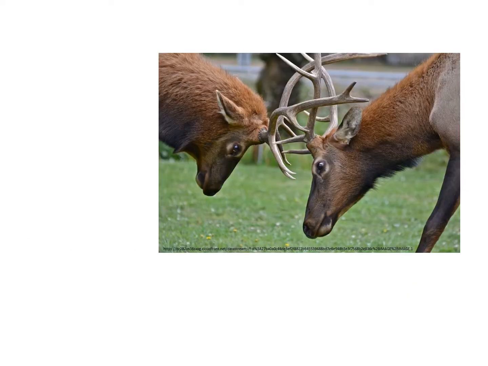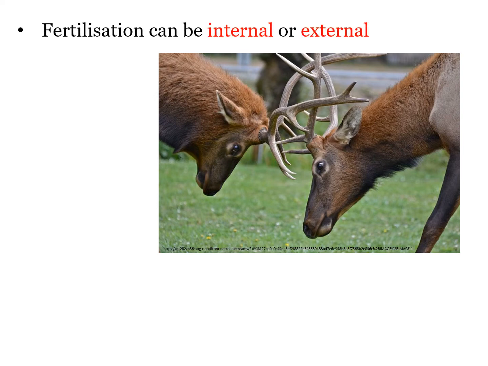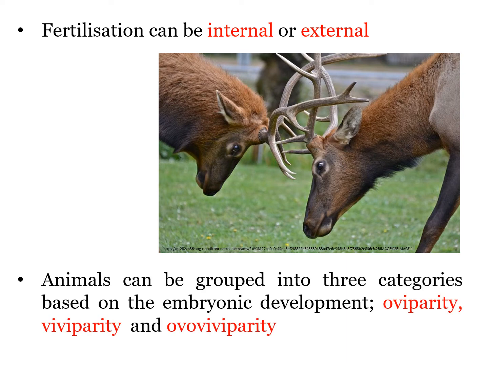Fertilization in animals can be categorized into two, which are internal or external. After the fertilization, embryos are produced, and the development is either one of these three categories: Oviparity, Viviparity, and Ovoviviparity.